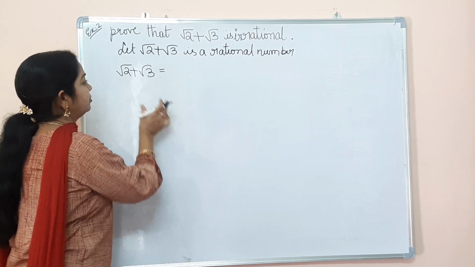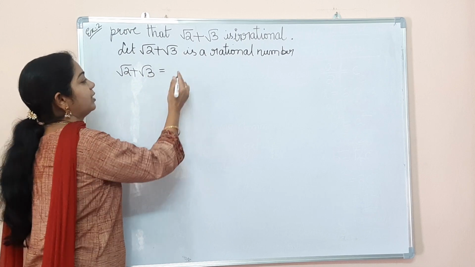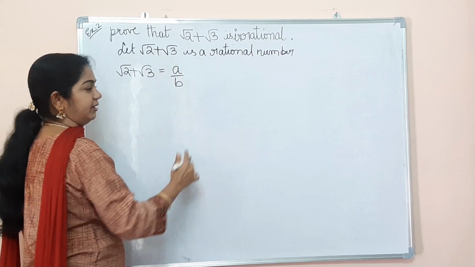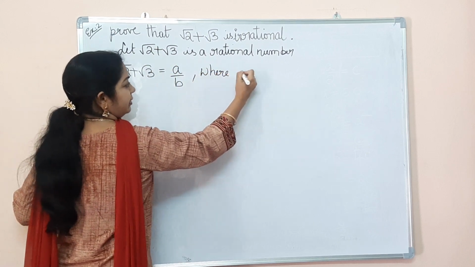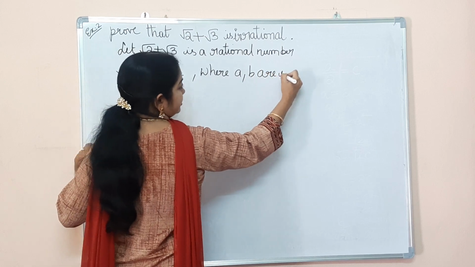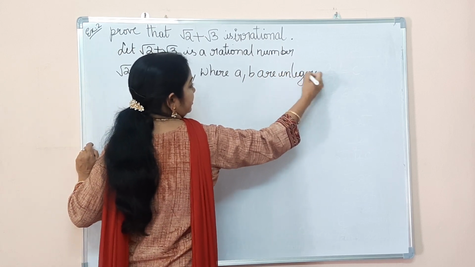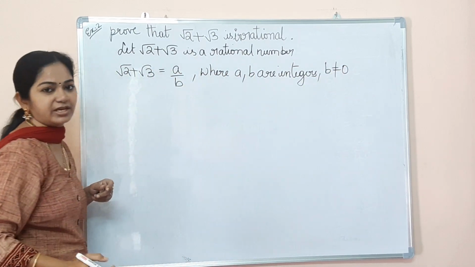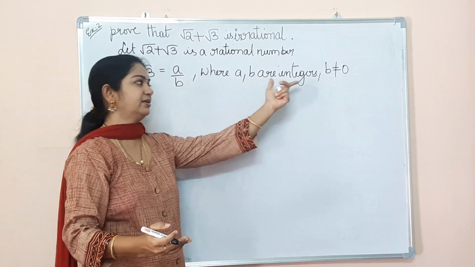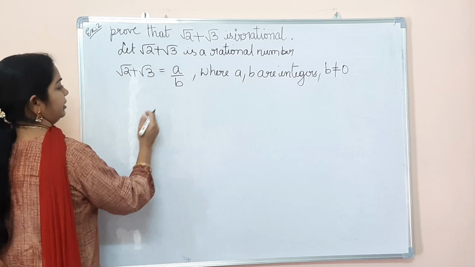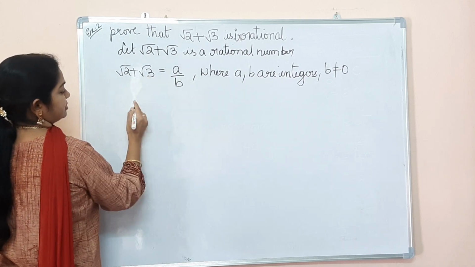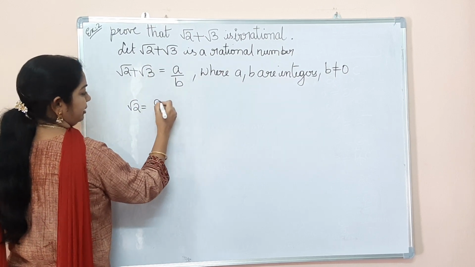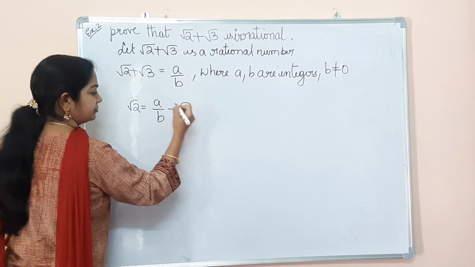Concentrate, children. Root 2 plus root 3 is equal to A by B. I told it is rational in the form of A by B, where A and B are integers, and B not equal to 0. That itself is the definition of rational numbers, isn't it? Now I'll keep root 2 this side and send root 3 to the other side. A by B becomes minus root 3.